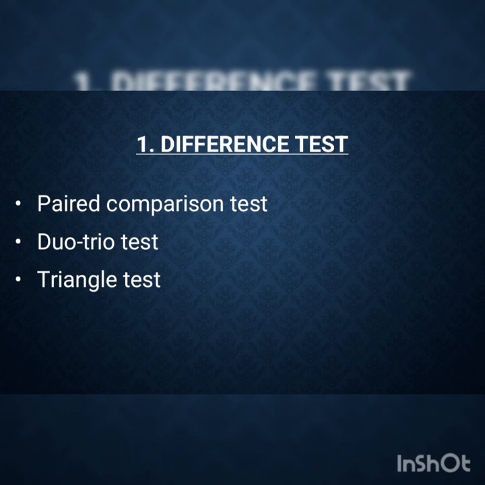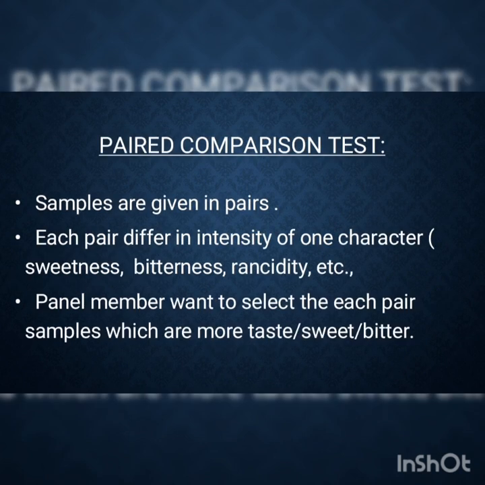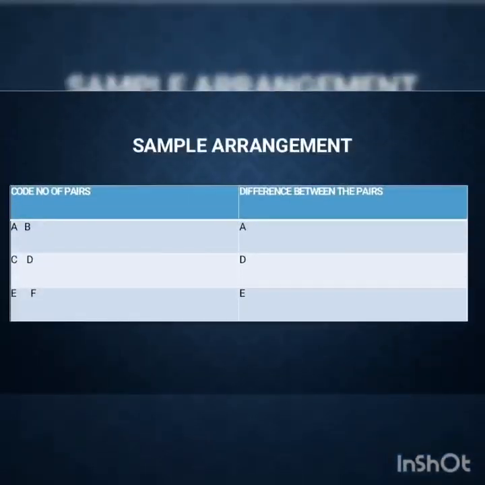In difference test, there are 3 tests performed: paired comparison, trio test and triangle test. In paired comparison test, samples are given in pair. Each pair differs in intensity of one character. It may be sweetness, bitterness, rancidity, etc. The panel member, that means judge, wants to select from each pair the sample which has more sweet or bitter taste.